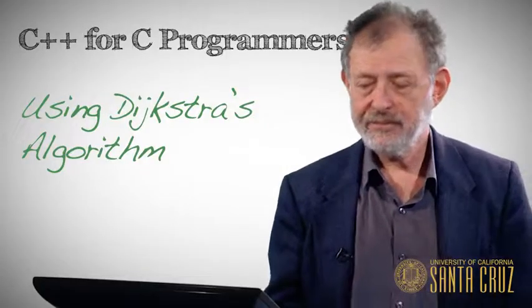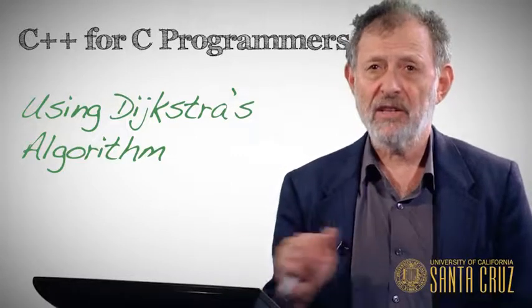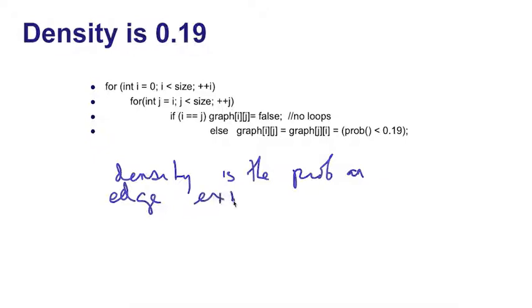And now I put edges in, and I'm going to put edges in according to a density. What do I mean by a density? The density is the probability an edge exists. So that can be 0, or it can be up to 1. That's what the range of densities there are.